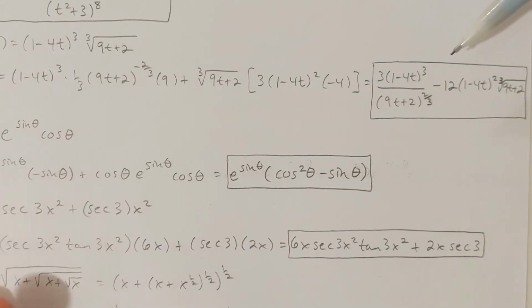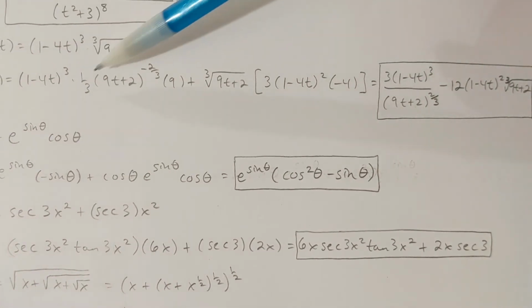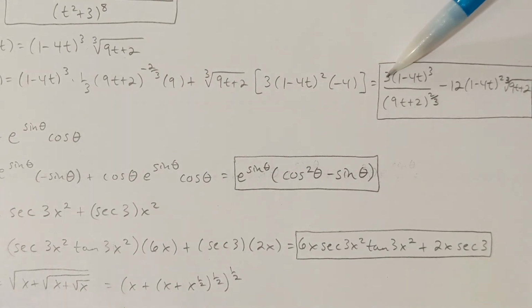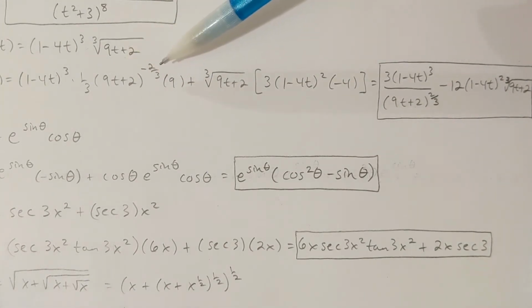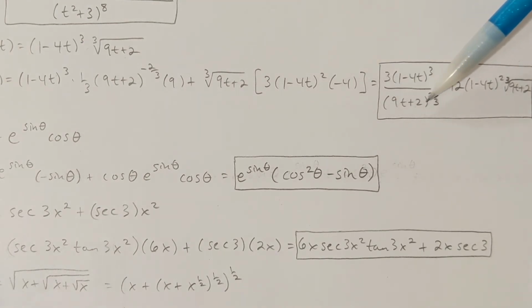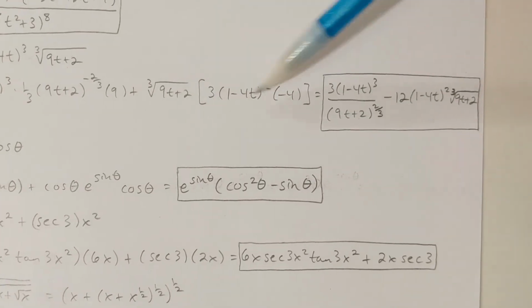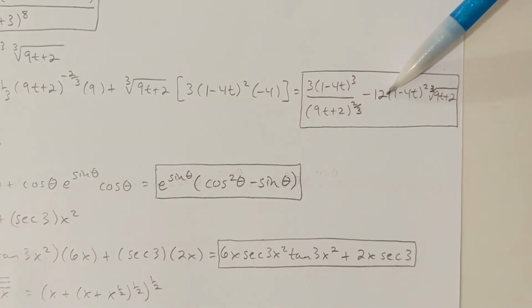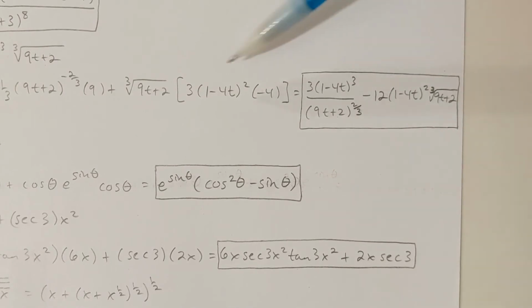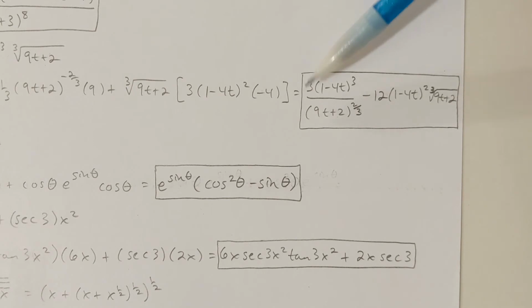Okay, and then simplify that. So 1/3 times 9 is 3. 9t plus 2 to the negative 2/3, that's the same as 1 over 9t plus 2 to the positive 2/3. Okay, minus, remember this, 3 times 4 is 12. And I've left everything else as you see it there. Okay, and here'd be the answer to that.